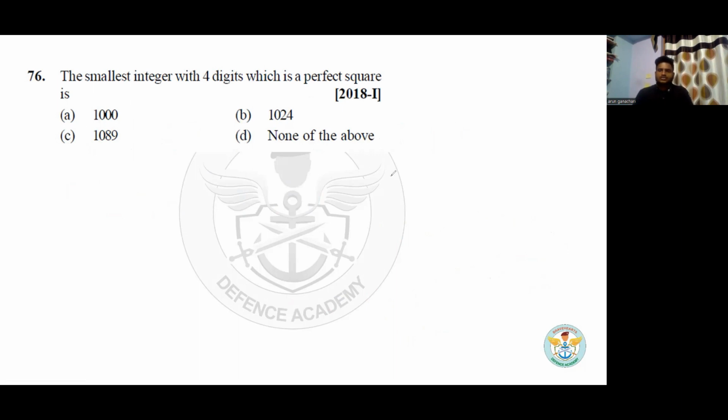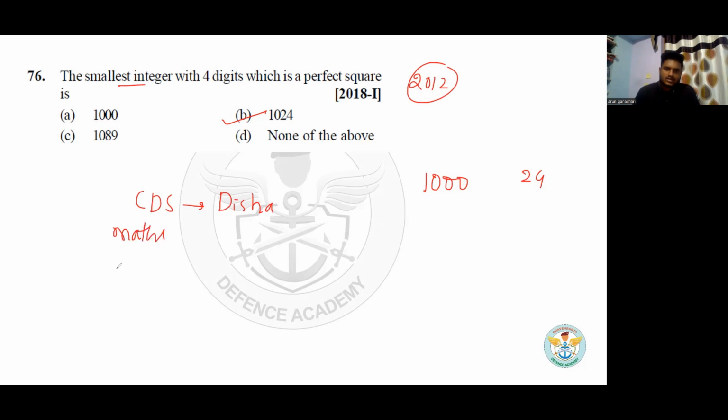Answer was B, 1024. Yes or no? We started with the smallest 4-digit integer, that was 1000. Then we got 24 to be added. So if I added, the answer was 1024. Why I do ask you guys to refer previous year questions is this is the main reason, because the questions are getting repeated. The same question was repeated in 2012 also. Same exact question with the exact same options. So that is the case. I want you guys to refer this book of Disha, CDS Maths, last 16 years question papers.